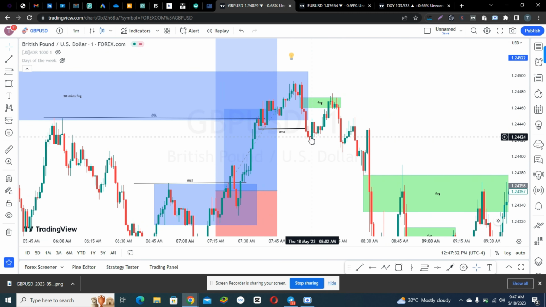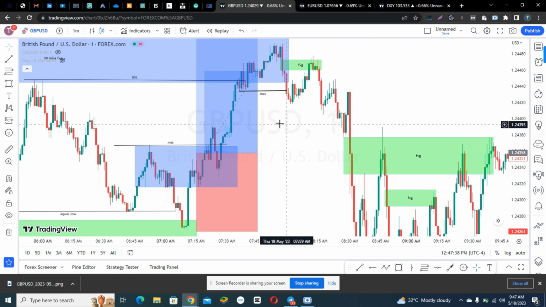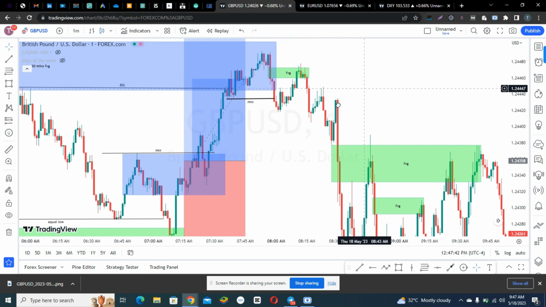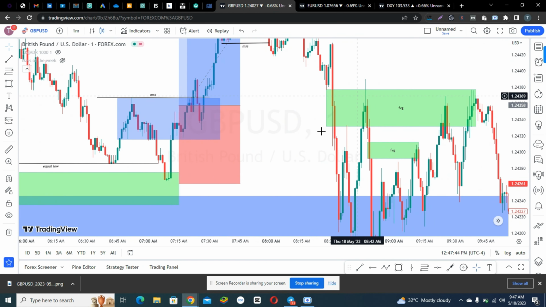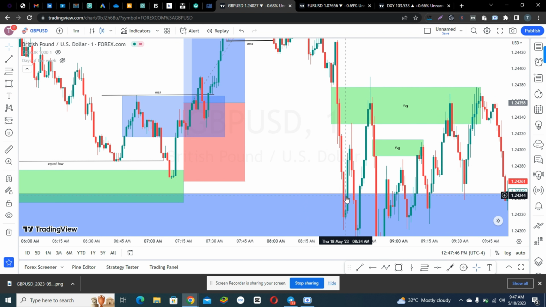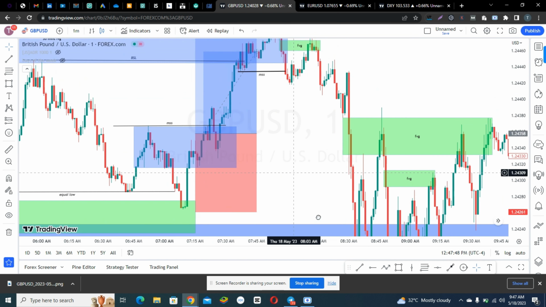So it broke down to the downside. This is a fair value gap here. Price reacted off this fair value gap and started dropping. So I was still waiting for price to react off from here or any other place and start going up, without knowing that it's actually coming to take my stops. So at this point, price came down and took out my stops.